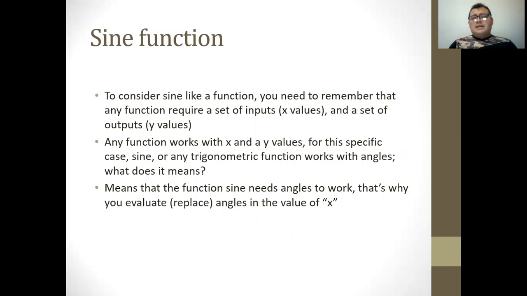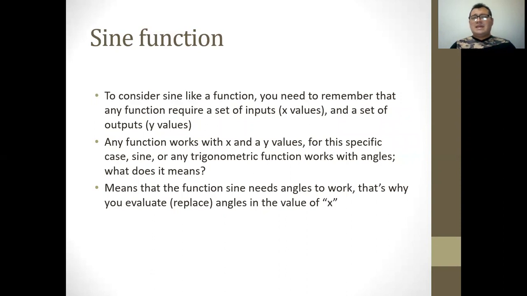So to consider sine as a function, you need to remember that for every function, you need a set of inputs, which normally is from where you start or with what you start in a function, and then a set of outputs, which is related to the result of the procedure made by these inputs, getting then an output result. So it's like a machine, right? This is the idea of a function. Any function works with x and y values.